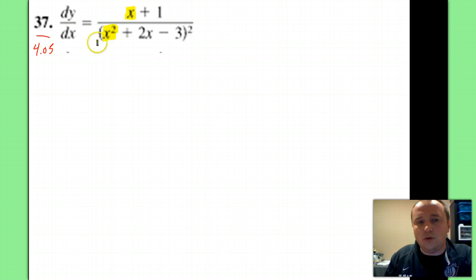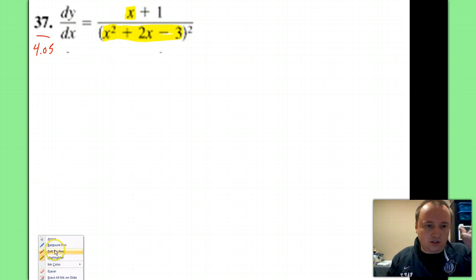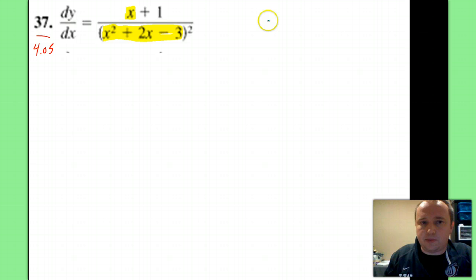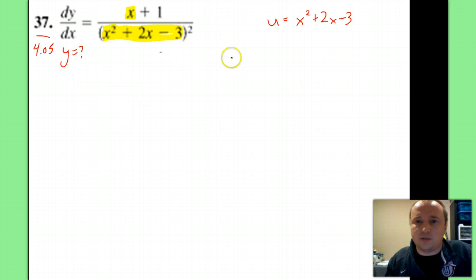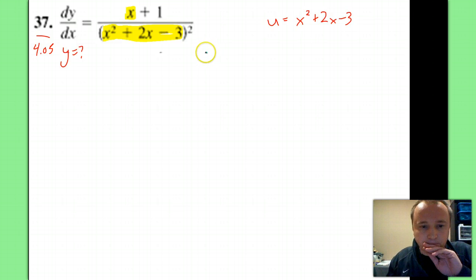I'm going to do u substitution for the bottom, hoping that it's going to do something to the top. So let's just start throwing some at it, and let's just see what happens. U equals x squared plus 2x minus 3. Now, it's very important. This question said, if dy dx equals that, what does y equal? So it's saying basically, what's the function? Go back a step, what's the function? So we need to take the antiderivative of this to get y.